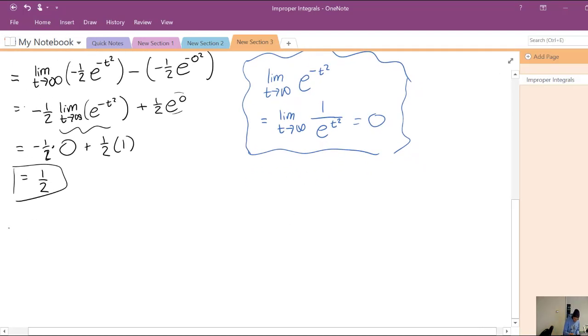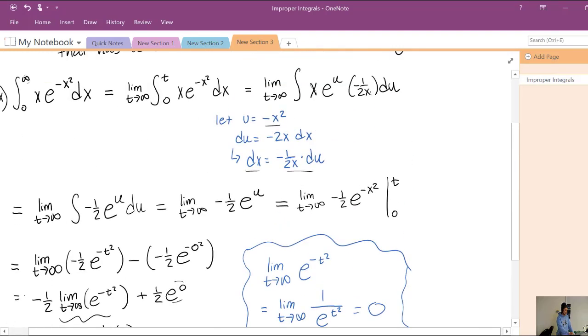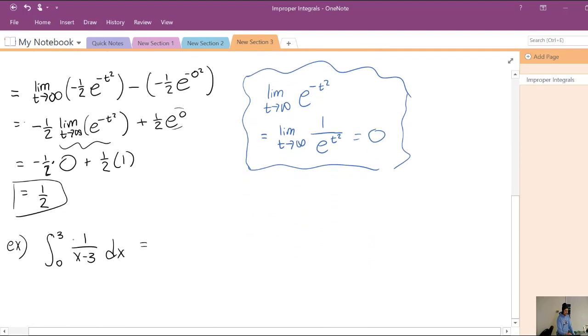Okay, and just one last example from this one. Let's do the integral from 0 to 3 of 1 over x minus 3. So these are ones we kind of have to be careful about, because if we're just looking at it, it might not be immediately obvious that it's improper in the same way this one is. But if we think about where this function is discontinuous, does it have any discontinuities on our boundary?